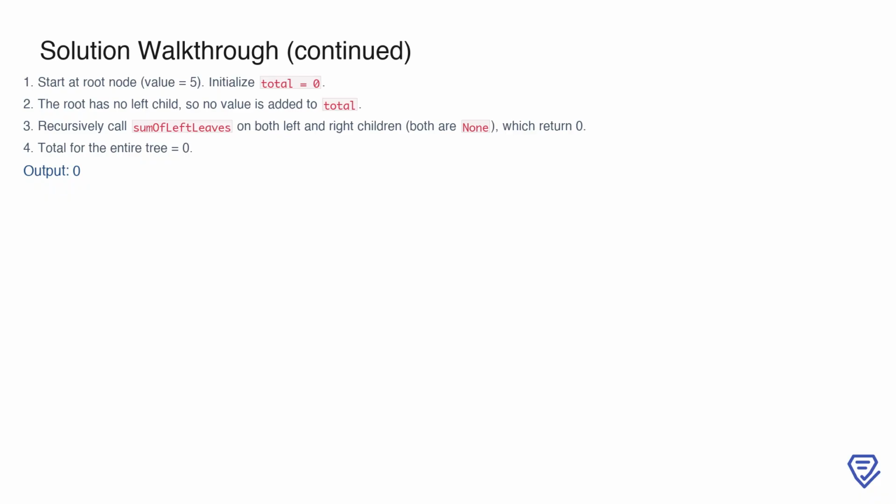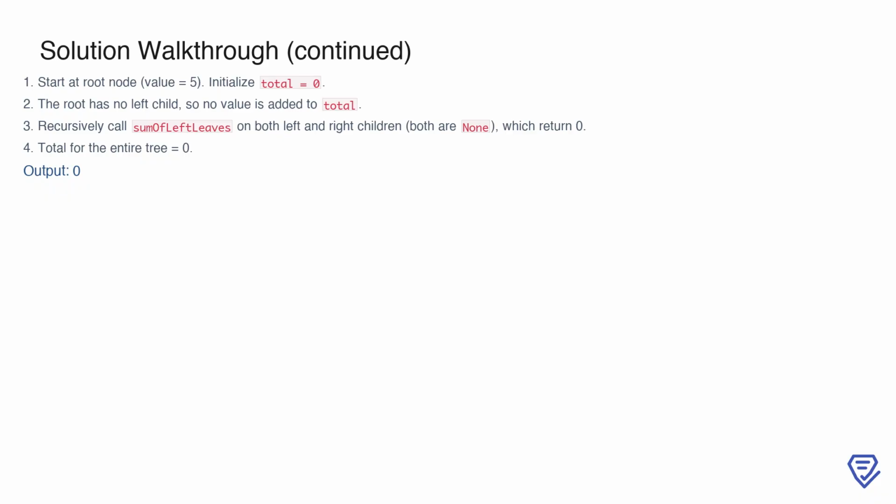This gives us an output of 0. For the final example, consider a tree with only a single node. The root node has a value of 5, and it has no left or right children. We start by initializing total to 0. Since the root has no left child, there's no value to add to total.